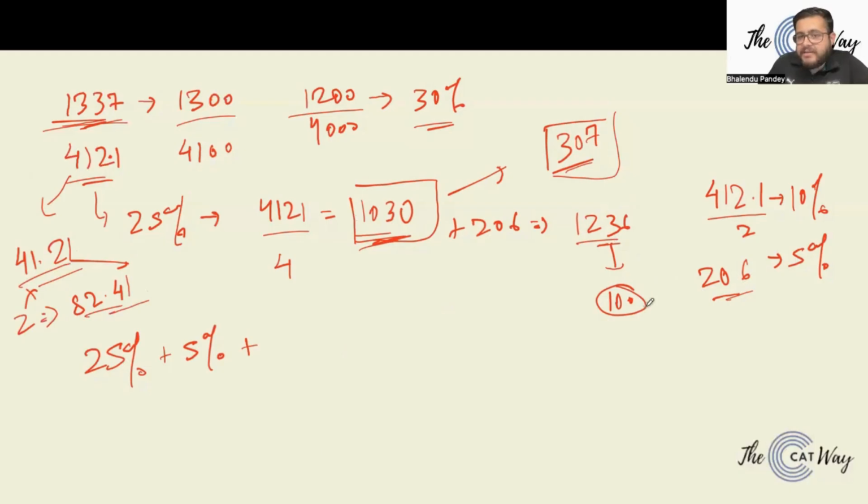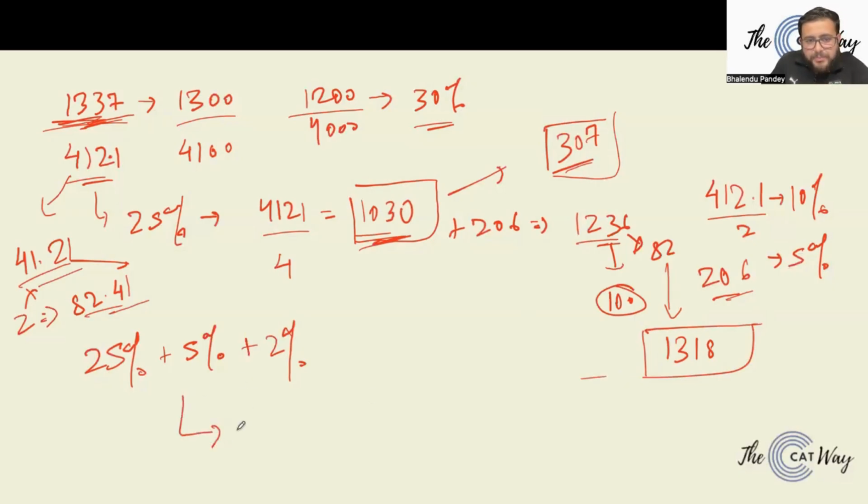If I add another 82 to this, my final value will turn out to be equal to 1318, right? Now I have gotten very close to my 1337. I have already gotten to 1318. So I can simply say that approximately my answer is going to lie at 25 plus 5, 30, plus 2. My answer is approximately going to lie at around 32%. So 32% is going to be my answer.